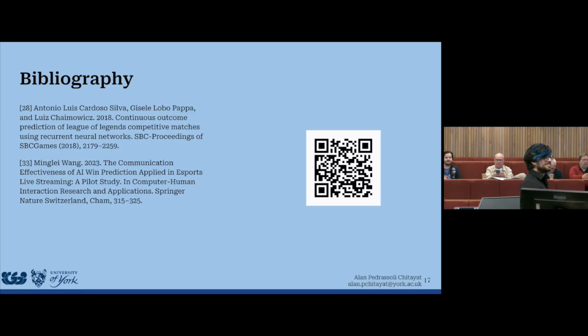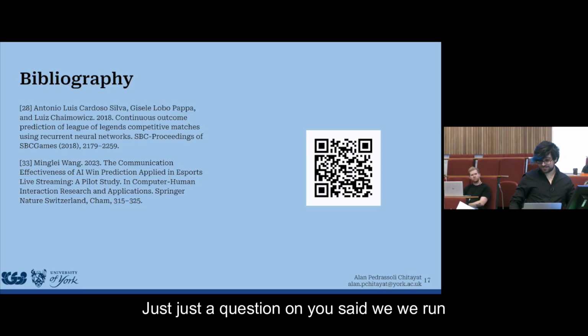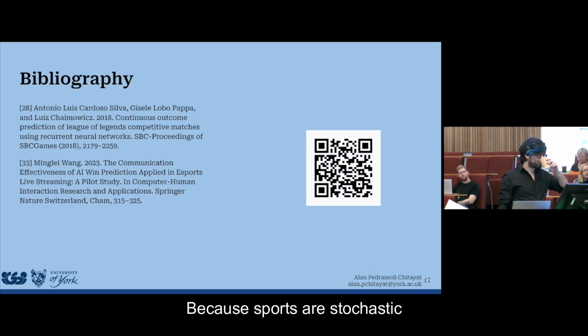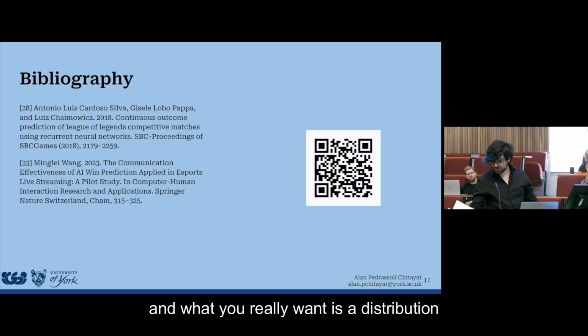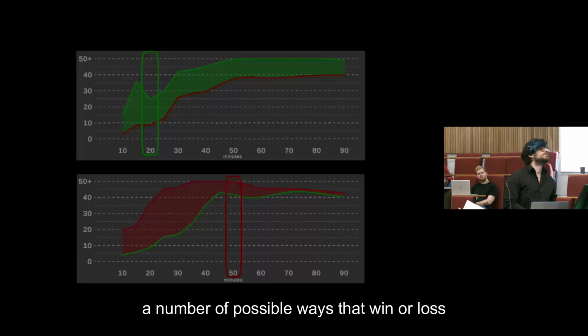Okay, and it's on. First of all, great talk. Just a question on, you said we run it once or twice. Why not run it hundreds of times, right? Because sports are stochastic. And what you really want is a distribution of possible outcomes and a number of possible ways that win or loss could be achieved.